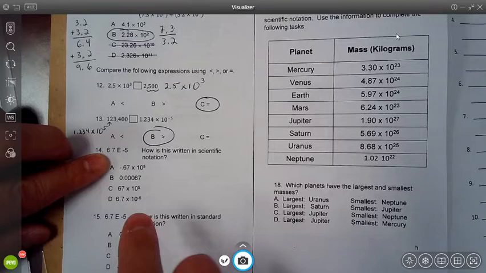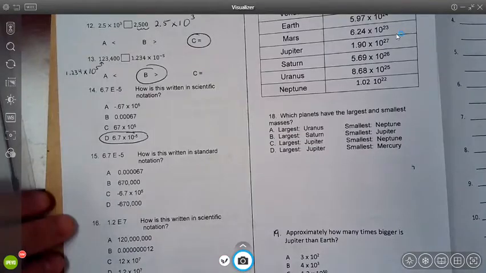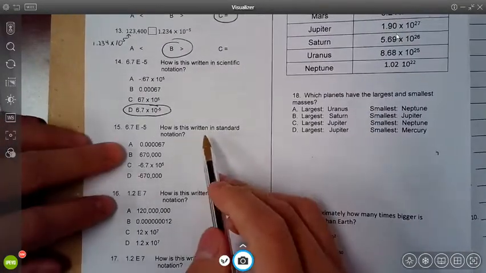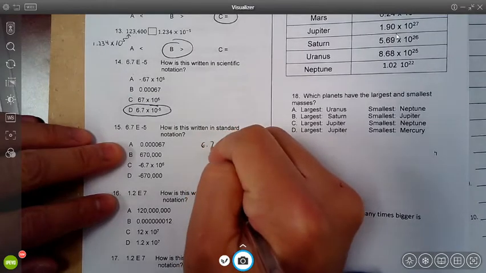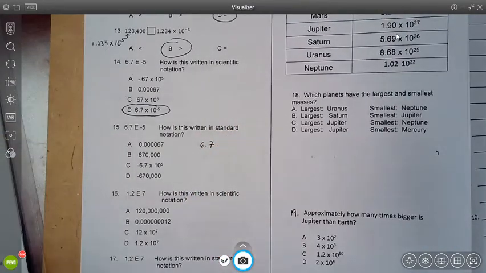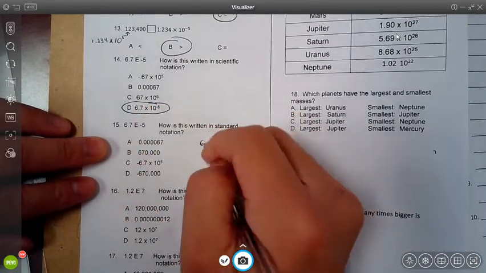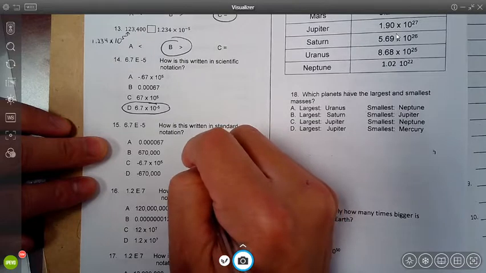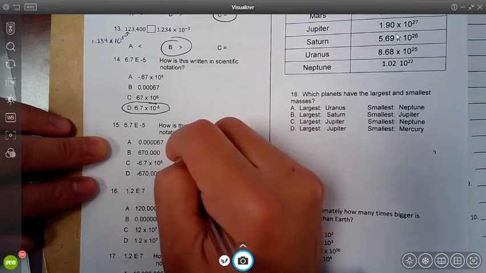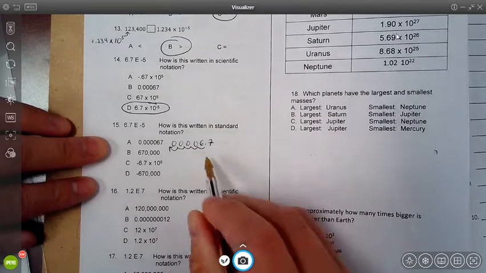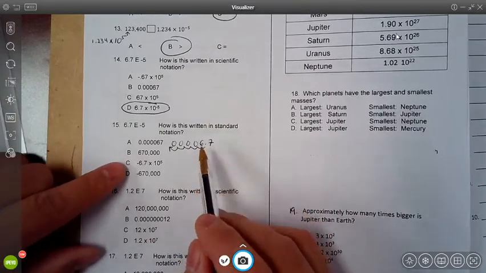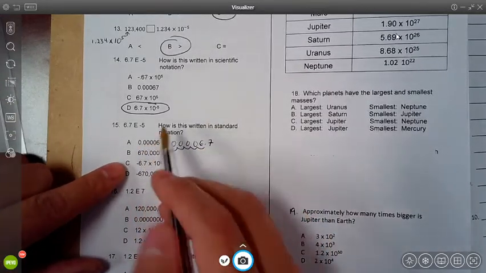Number 15. How is this written in standard notation? So let's do the 6.7. Negative 5 means move left 5 times. So I'll move it left 5 times: 1, 2, 3, 4, 5. So I would have 4 zeros in front of the 6, and there it is, 1, 2, 3, 4. It's option A.